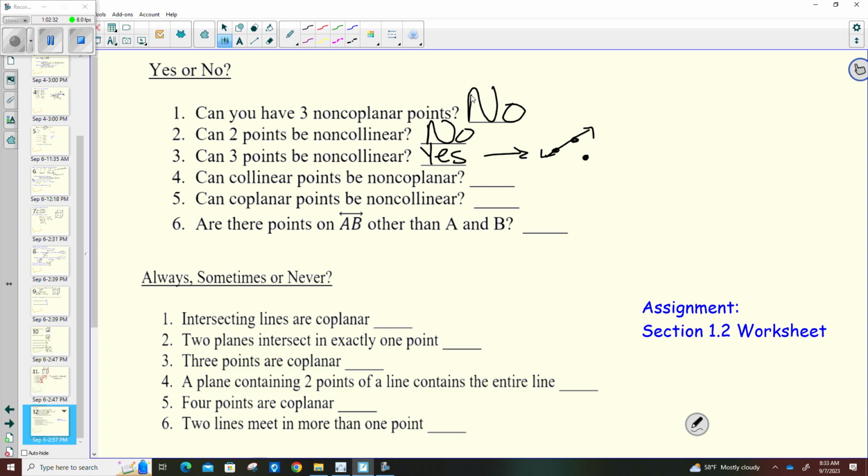Can collinear points, what's collinear? On the same line. Can points that are on the same line be non-coplanar? Points on the same line being not in the same plane. No, because the whole line's in the plane, right?